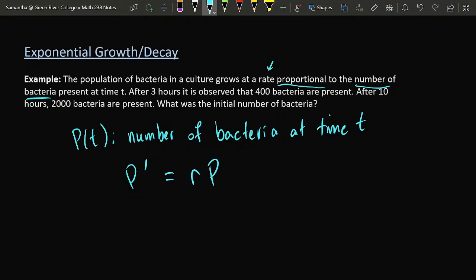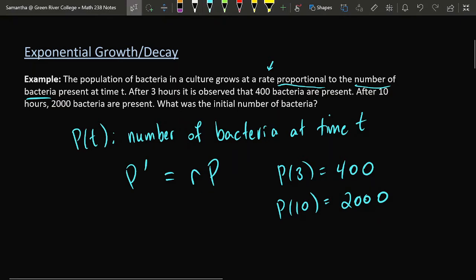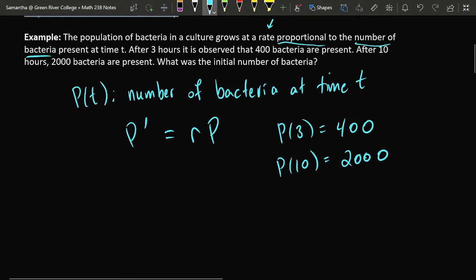Now, it says after 3 hours, when t is 3, it is observed that 400 bacteria are present. So I'm going to make a note that P of 3 is equal to 400. That's the population at t equals 3 hours. If I check at 10 hours, 2,000 bacteria are present. So then let's try and figure out how many bacteria there were at time 0, how many bacteria there were initially.